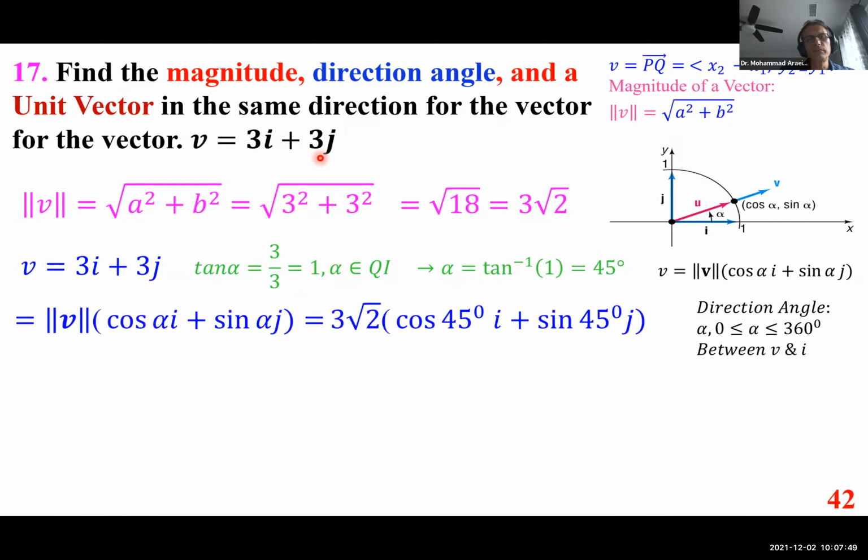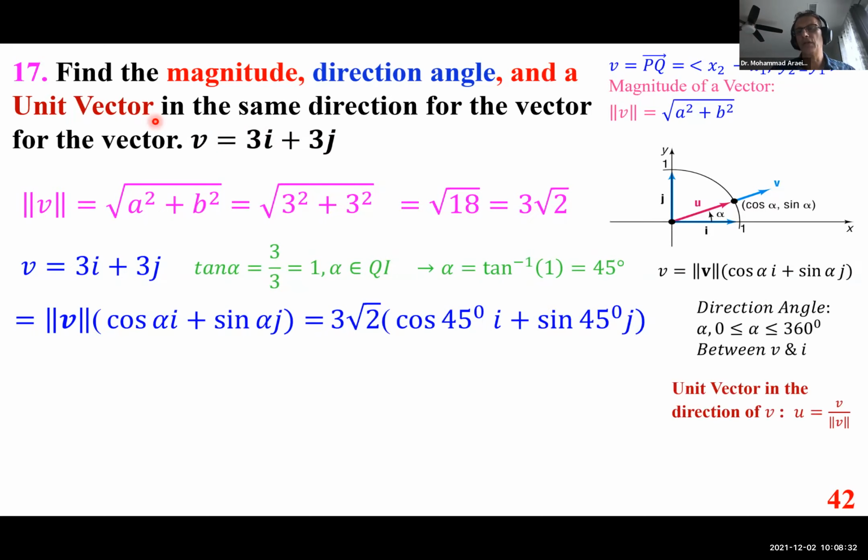So by the way, for this direction angle, I have to write the magnitude times cosine alpha i plus sine alpha j. That is 3 square root of 2 times cosine 45 i plus sine 45 j. I didn't finish that, so I want to go over that. So you plug in this one, and if you find cosine 45, sine 45, and apply, you get the same answer, by the way. But that 45 degrees gives us the angle.